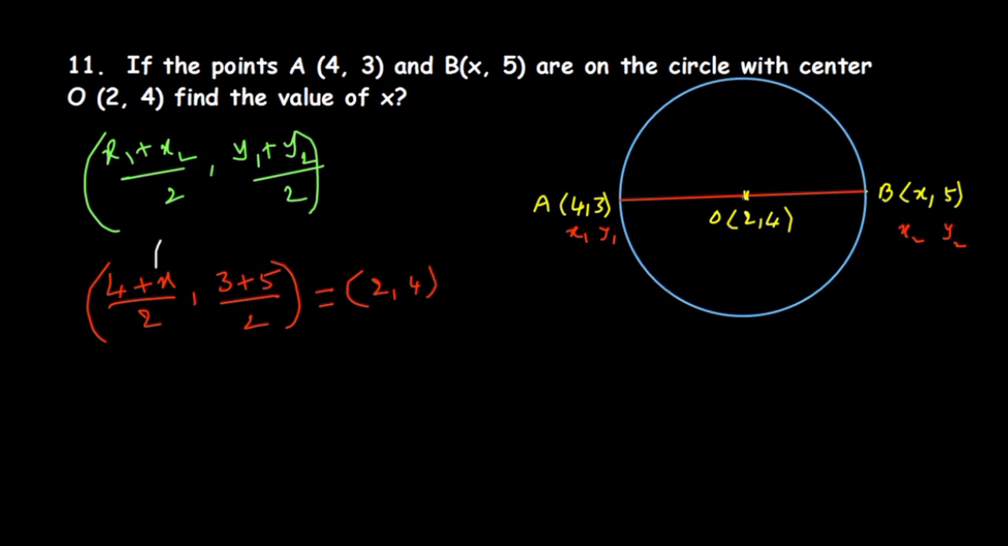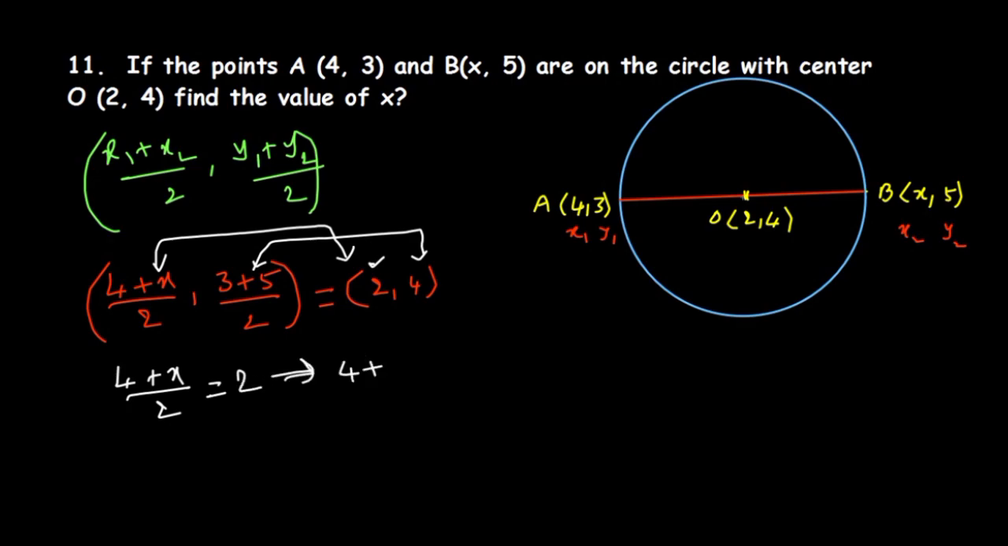So we should take from here, you know that the x coordinates are equal and the y coordinates are equal. So then here (4 plus x)/2 equal to 2. Then 4 plus x, so you can multiply this 2 into 2, which is equal to 4, then x is equal to, if you send this 4 here, this is 4 minus 4, so x equal to 0.